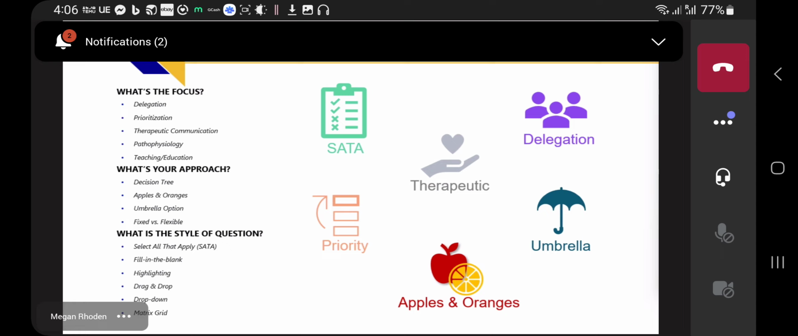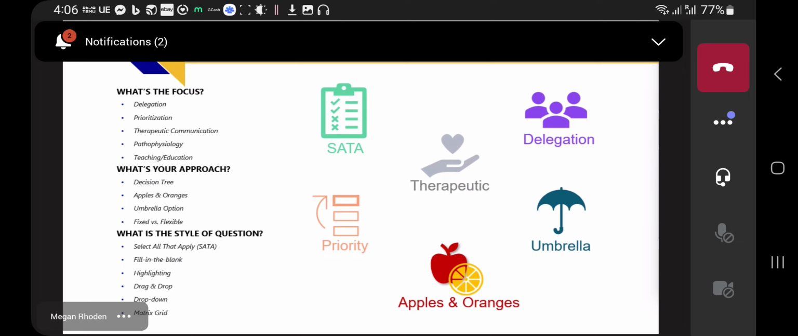Then you've got to say, okay, well, once I've determined the focus, what's my approach going to be? Is there a strategy that I can use, such as a decision tree, an apples and oranges question, an umbrella option, or a fixed versus flexible? Remember, guys, there are no absolutes in healthcare. So if you have a question with answer options that state something such as the client should always, or the client should never, you know that you can quickly eliminate those answer options as they will not be correct because there are no absolutes in healthcare.